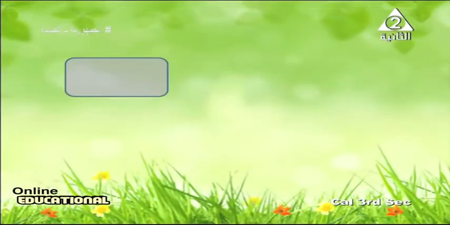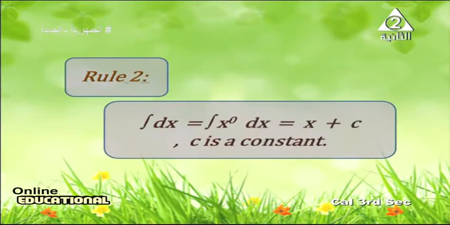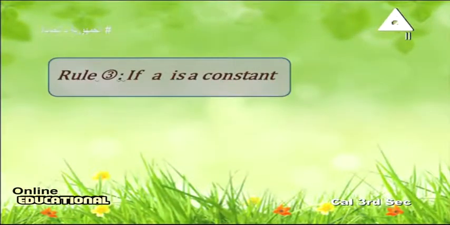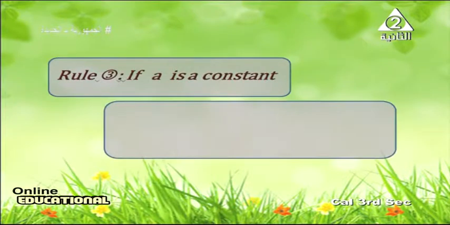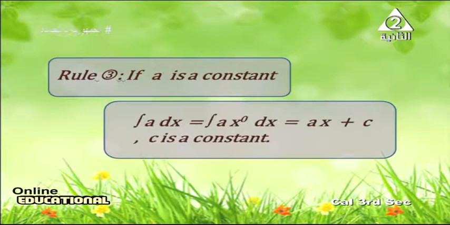Rule number 2: integration dx equals integration 1 dx equals integration x to the power 0 dx. Integration x to the power 0 dx equals x to the power 1 divided by 1, which is x, plus c, where c is a constant. Rule number 3: if a is a constant, then integration a dx equals integration a multiplied by x to the power 0 dx equals a times x to the power 1 over 1, which equals ax plus c, where c is a constant.